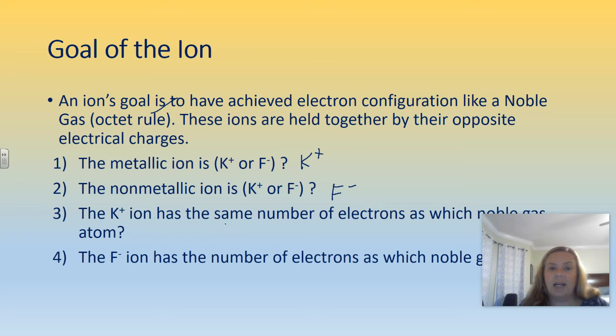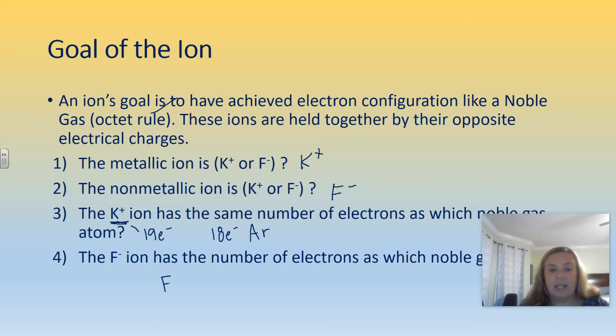So the K plus ion has the same number of electrons as which noble gas atom? So if you look at your periodic table, K typically has 19 electrons. And if we make a cation and lose one, we'll now have 18 electrons. Well, what noble gas has 18 electrons? Good old argon.